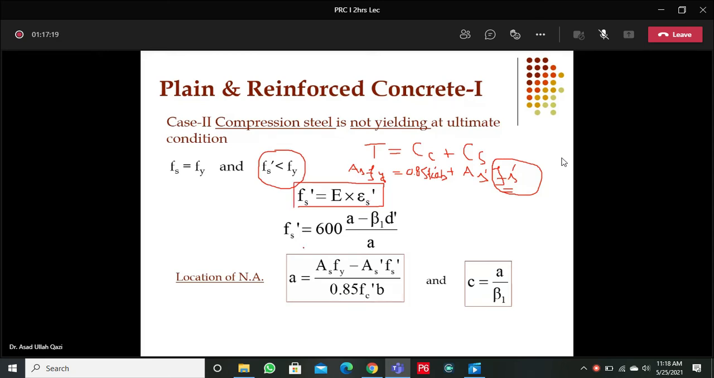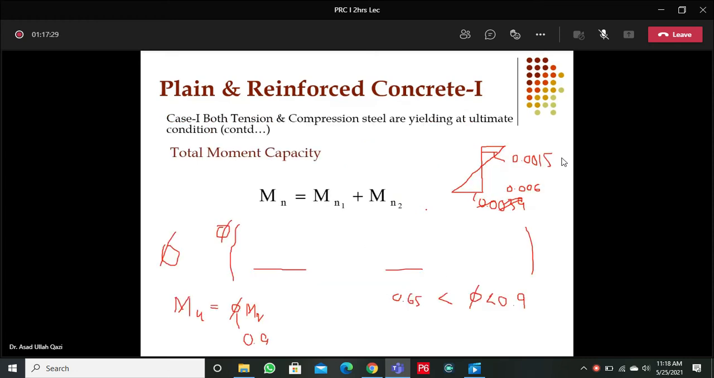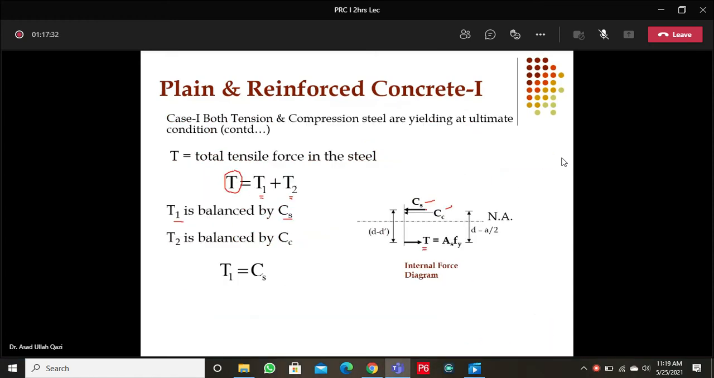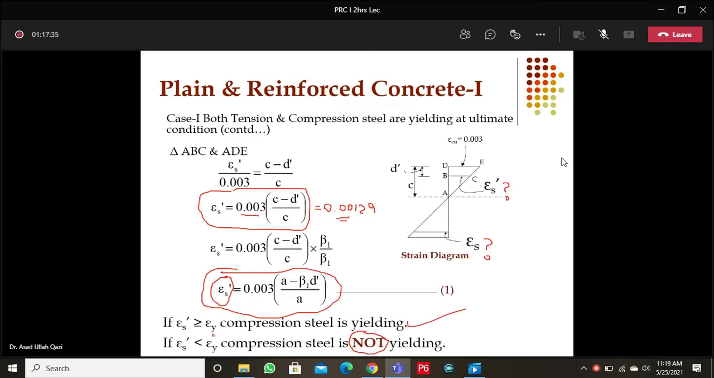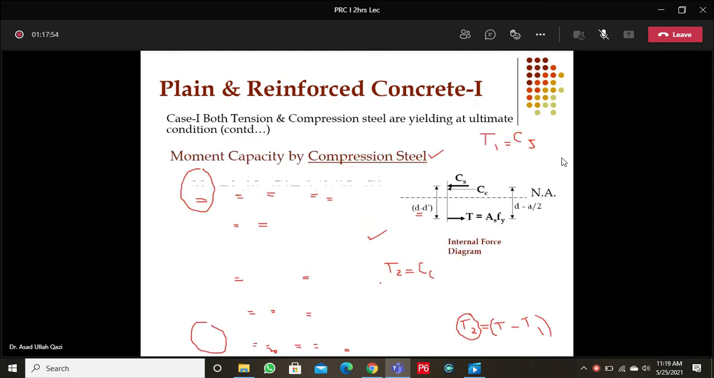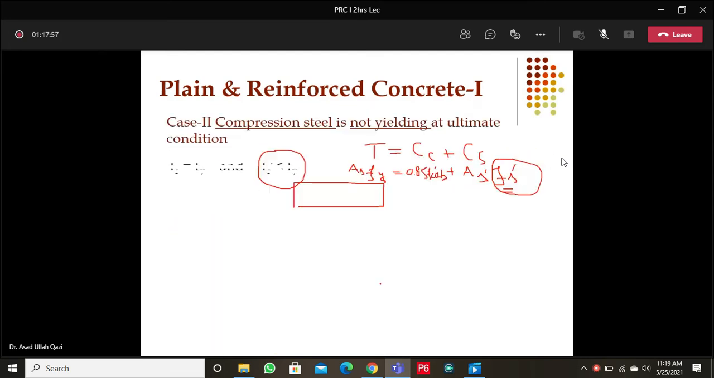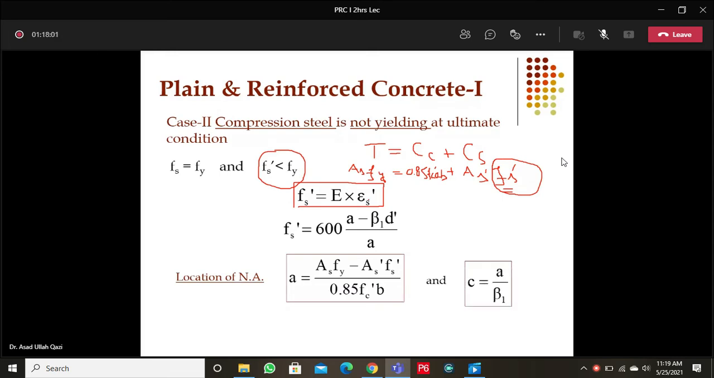And epsilon s', as we have proved on the previous slide, let me take you to that previous slide. As I said, you can memorize this equation, because otherwise every time you have to consult a design aid. This epsilon s' is a function of a here, and also d', and is to be replaced here. I want to make it a variable. I am substituting epsilon s' with that equation, 0.003.